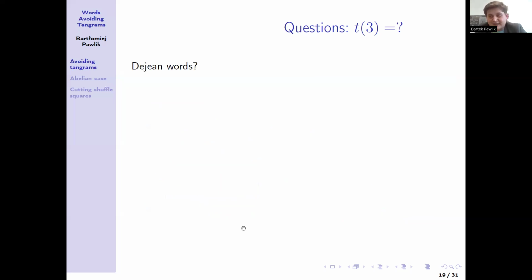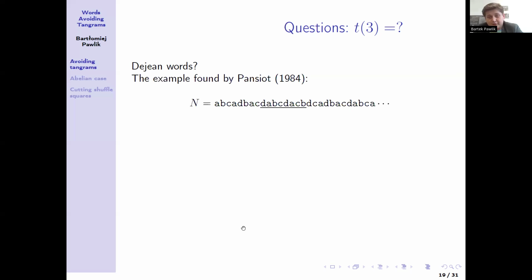How do we get the exact value? We get this linear bound from the de Jong conjecture. So we thought that maybe we should look into the de Jong words. And we looked at the quaternary de Jong word presented by Jean-Jacques Pansiot in 1984. But it quickly became clear that this word contains a factor that requires three cuts. So it cannot be an example of a quaternary Tangram free word.